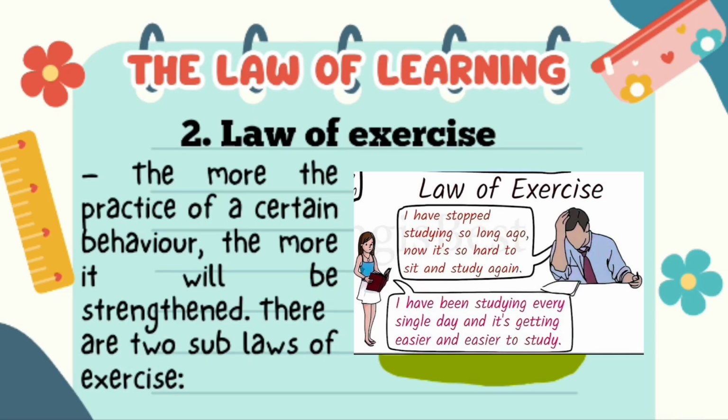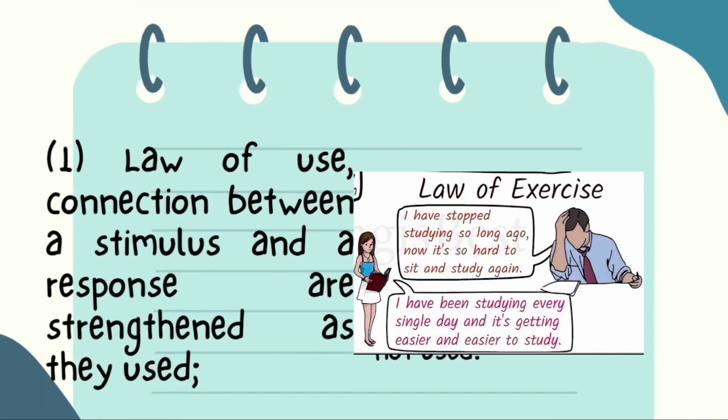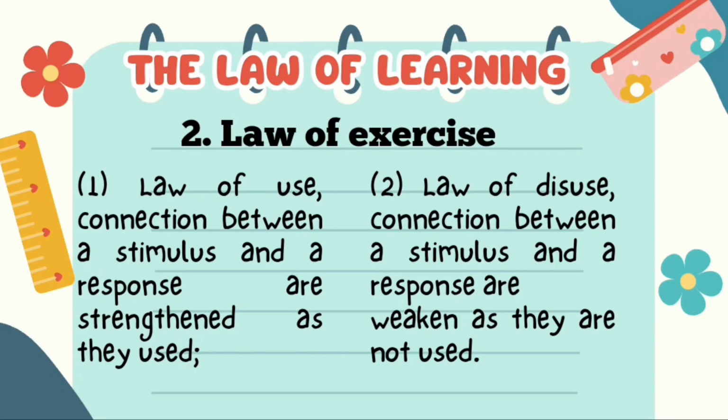Thorndike also explains that there are two sub-laws under this, which are the law of use and the law of disuse. The law of use means that the more a learner uses or practices a certain response, the stronger the connection becomes between the stimulus and response. In simple terms, practice makes learning stronger. Okay, law of disuse. This means that if a learner stops using or practicing a response, the connection becomes weaker over time. In simple terms, when you stop practicing, you start forgetting.